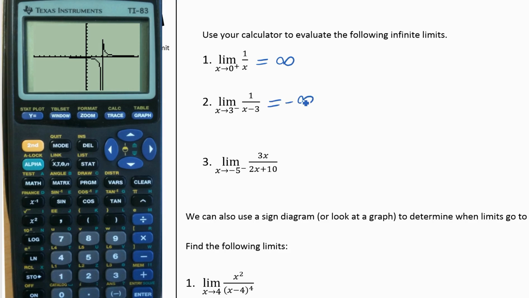Now, again, reasoning this out, if we're coming from below 3, you could think of putting in something like 2. If we put in 2, we would have 1 over 2 minus 3, which gives us negative 1. If we put in something like 2.5, we'd have 1 over 2.5 minus 3, which is negative 2. And these numbers would get more and more negative. Okay, let's look at 3x over 2x plus 10.